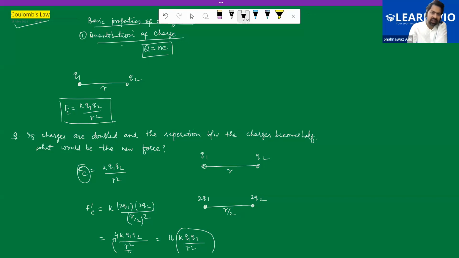And after that, we talked about what Coulomb's law is, how the force is defined between the charges. Depending upon the polarity of charges, whether positive or negative, the force can be attractive or repulsive. In gravitation, you don't have repulsive force.